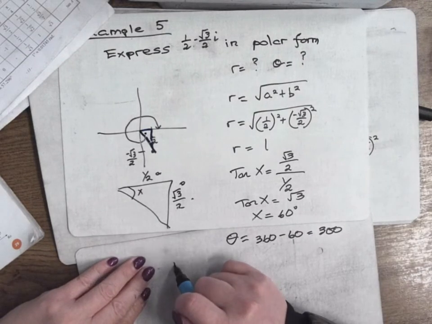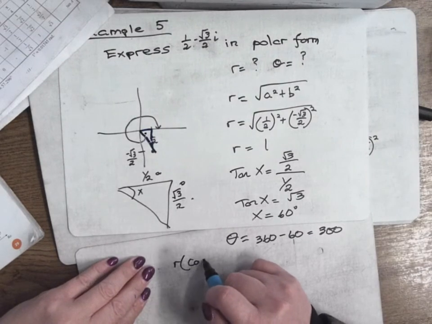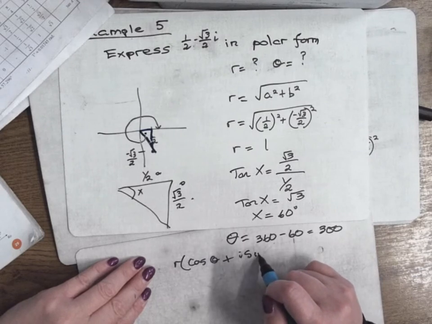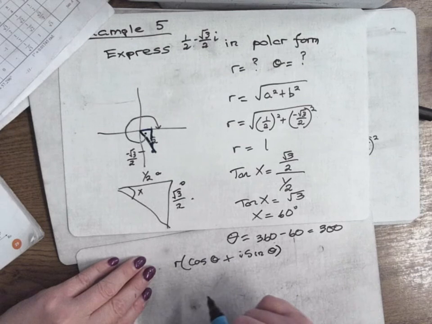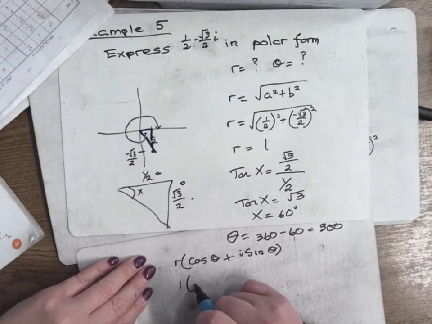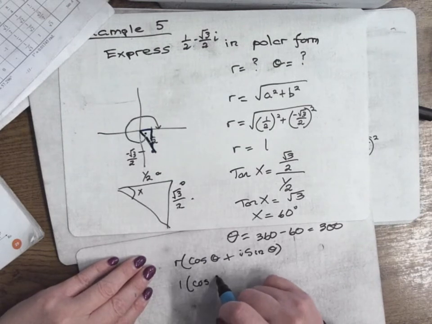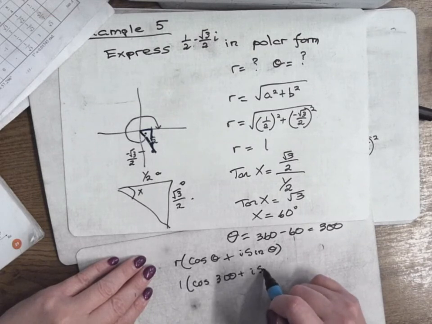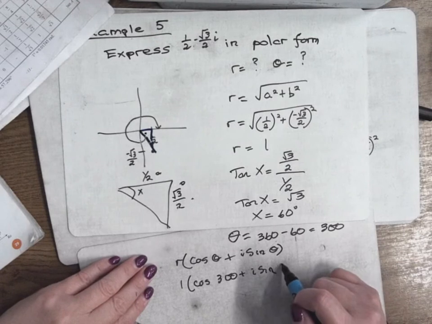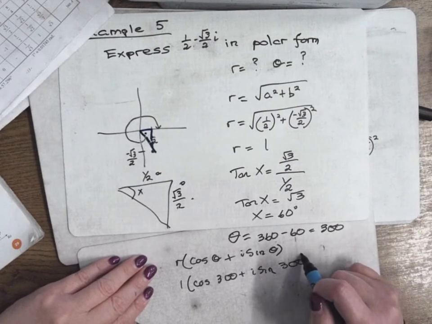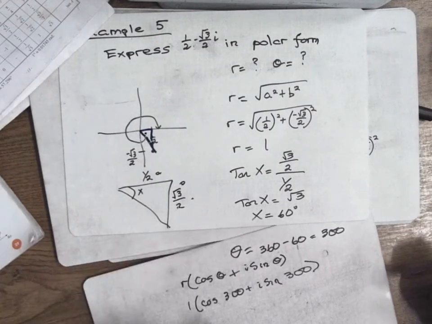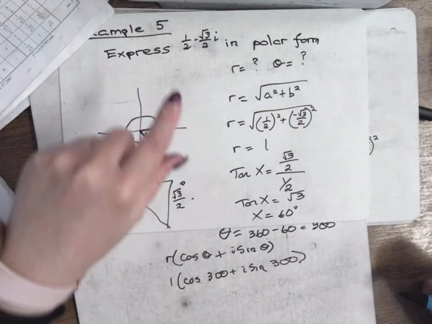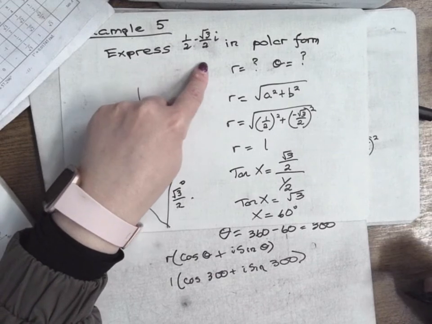And then you write it in polar form. So it's r times cos theta plus i sine theta. So r turned out to be 1 and theta turned out to be 300. So it's cos of 300 plus i sine of 300. Job done. And as I say, you can check your answer. Get the cos of 300 and see if it's a half. Get the sine of 300 and make sure it's minus root 3 over 2.